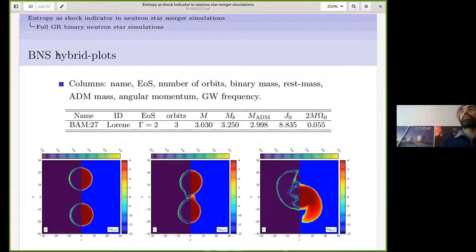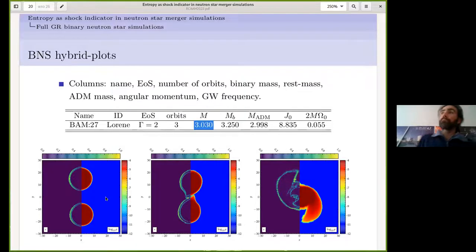We have to prepare some initial data that we are evolving, so we use the Lorene library to prepare this data. We're using a gamma law equation of state. This is a three orbit simulation. It's quite a short one, but for presentation reasons, it's really okay. So this is the total mass of the binary, the rest mass, the ADM mass, and the angular momentum. You can read it up there.